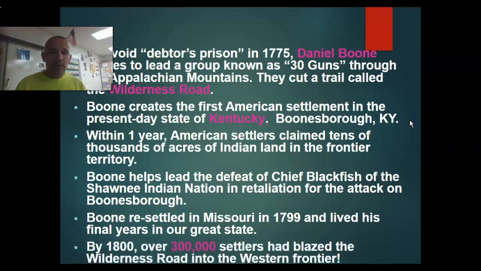By 1800, over 300,000 settlers had blazed the Wilderness Road into the western frontier. So even though the Proclamation Line was set in place, the American colonists didn't really follow it or obey it, and started settling illegally out in the frontier.